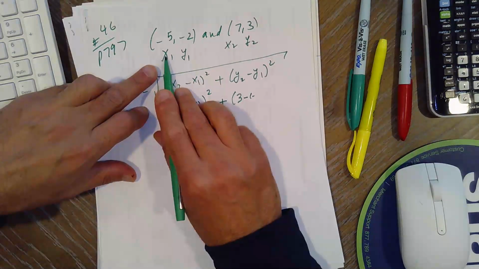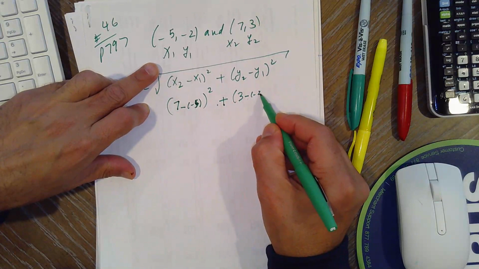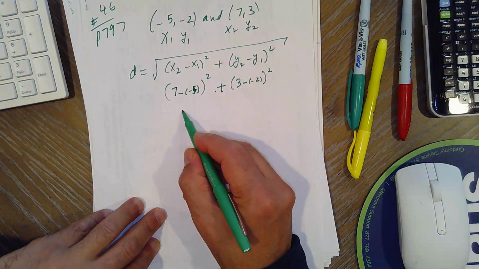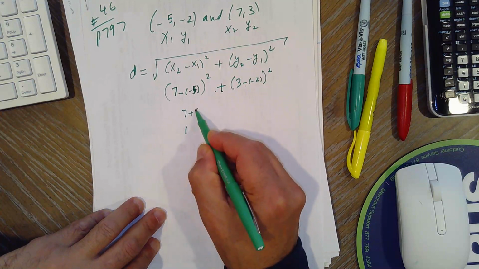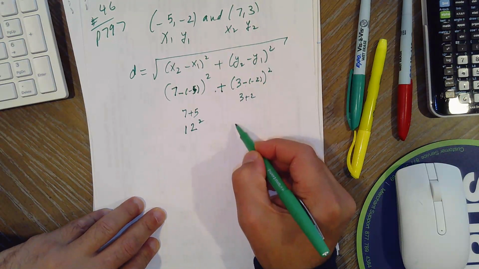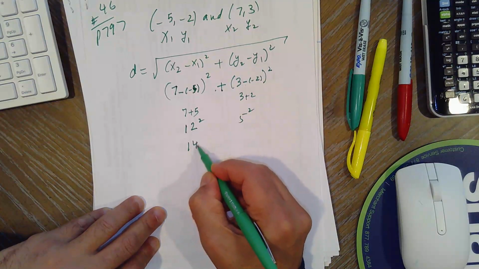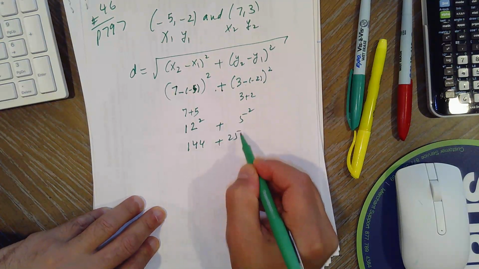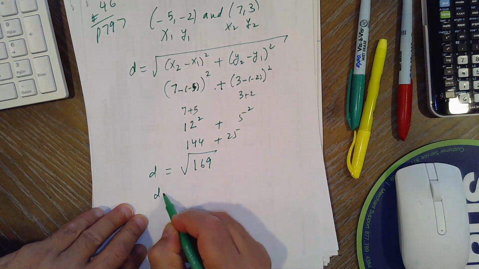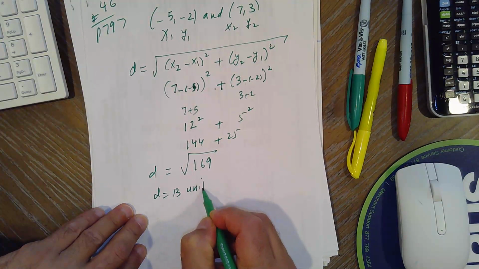Okay, x2 minus x1, that's 7 plus 5, which is 12. 12 squared. And y2 minus y1, 3 plus 2, which is 5. So it's 5 squared. So 144 plus 25. And the last thing we want to do is square root it, and that's 13 units.